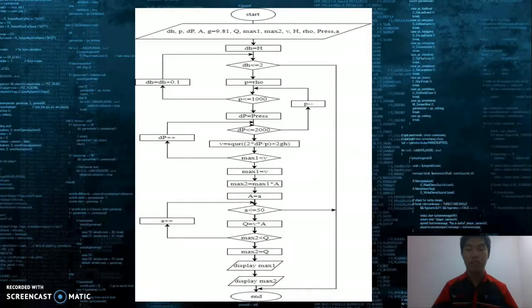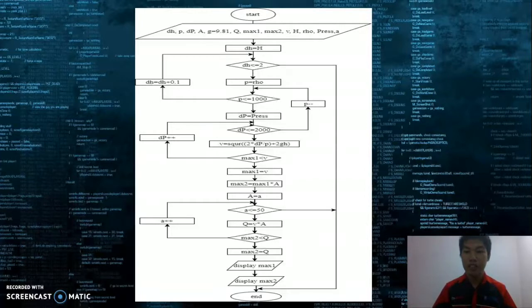Okay, now is the flow chart. Before that, I'm using the user input method. That means I'm requiring the user to key in what values they need. That means they are customized values. So they need to provide 4 values.